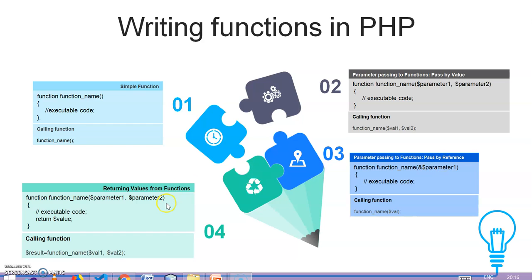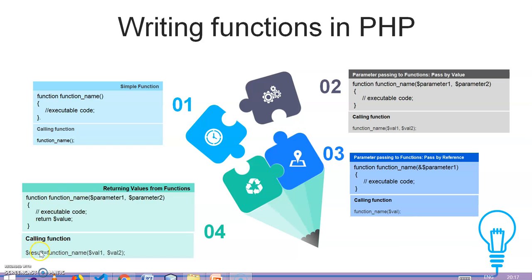Now check the fourth step: the function which can take parameters and also return a value as an execution result. For that, the syntax is the keyword function, the name, and the parameters which you want to pass. Inside the body of the function is the code which we want to execute, that is the business logic, and the last statement will be return and the variable name whose value we want to send back. So after execution of this code, this value will be returned to the calling function.